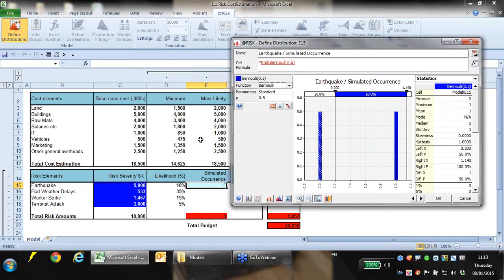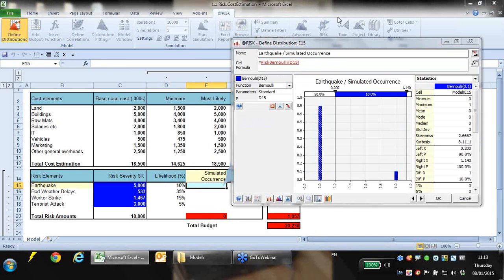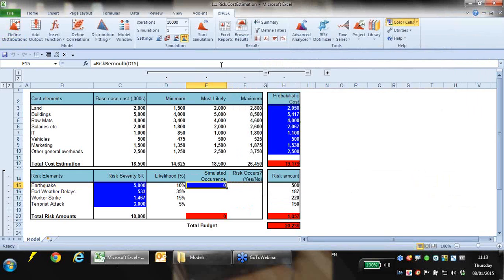In the case of my earthquake, there's a 10% chance that my earthquake's going to happen. So if I say I want that to be the parameter, then I've got a 10% chance of the earthquake occurring and a 90% chance that it's not going to occur. Now if I start tapping the F9 key, you'll see a series of 1s and 0s, and 9 times out of 10 I'd expect to see a 0, and 1 time out of 10 I'd expect to see a 1. So why am I doing that?